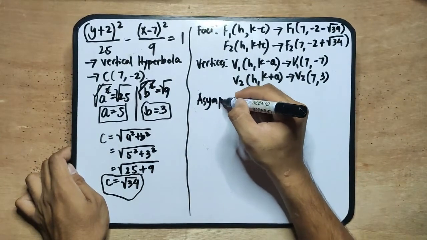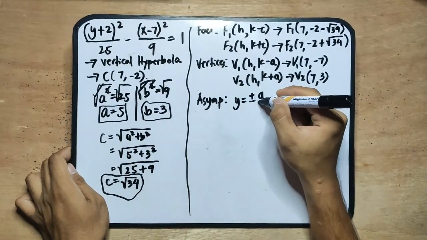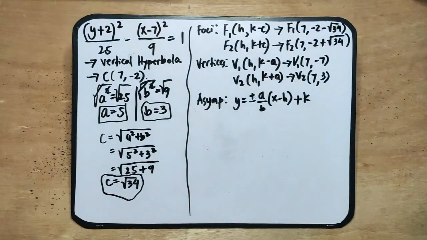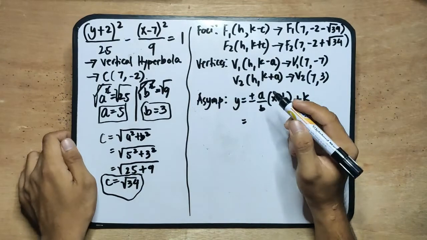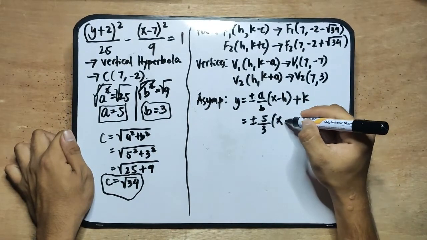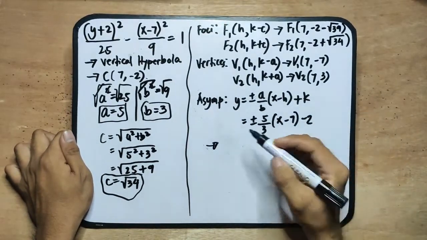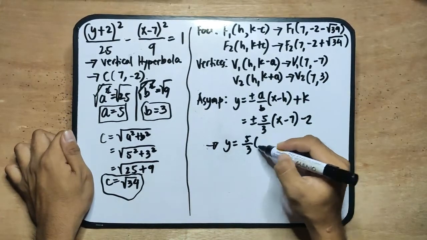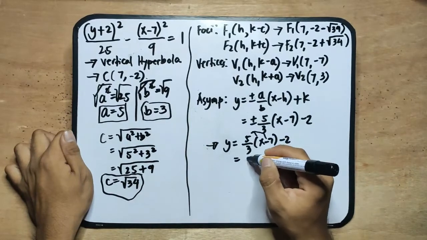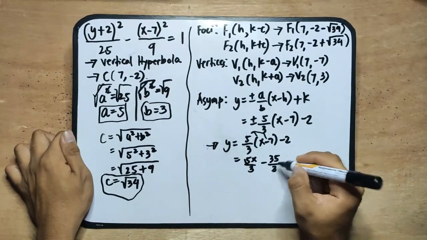Our asymptotes here, it takes the formula y is equal to positive and negative a all over b times x minus h and plus k. So substituting a, b, h, and k here, we have positive and negative. What is a? A is 5, b is 3, h is 7, and k is negative 2. So solving for the first asymptote, we have y is equal to 5 all over 3 times x minus 7 minus 2. So this will be, distribute this one here. We have 5x all over 3 minus 5 times negative 7 is negative 35 all over 3 minus 2.